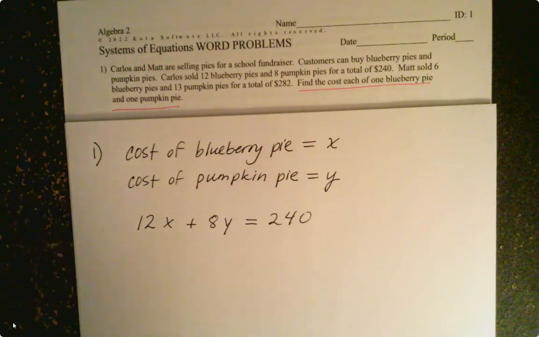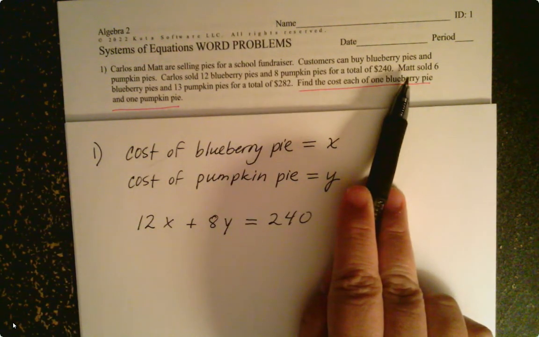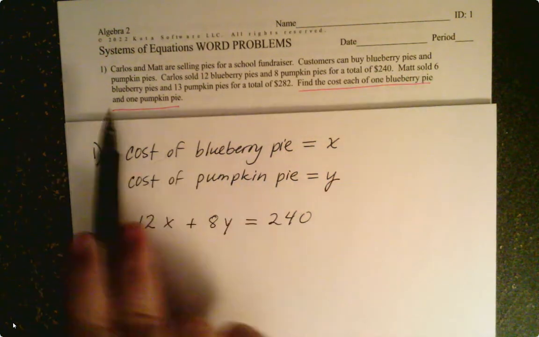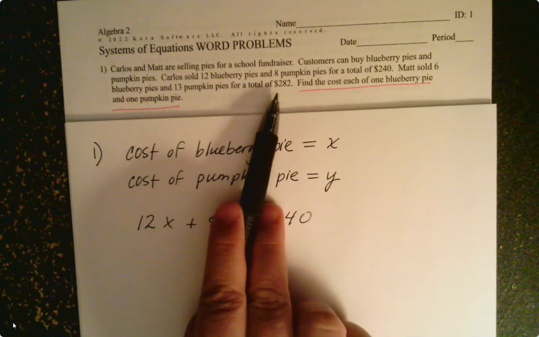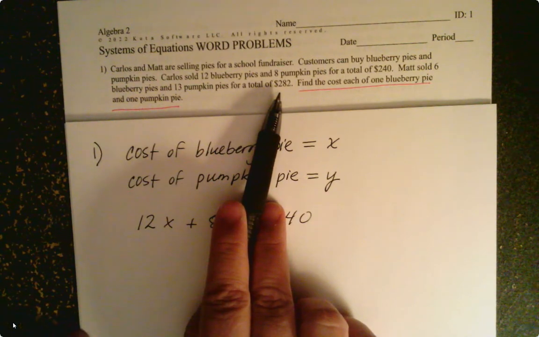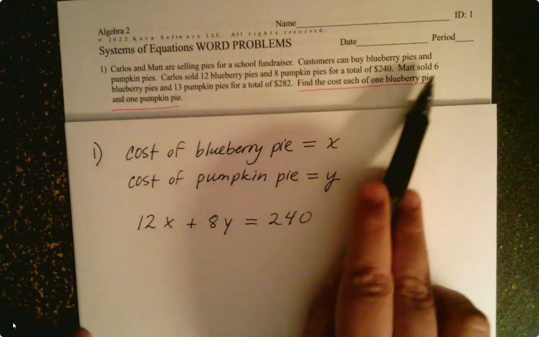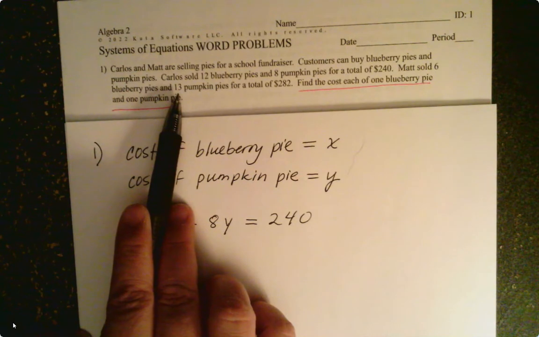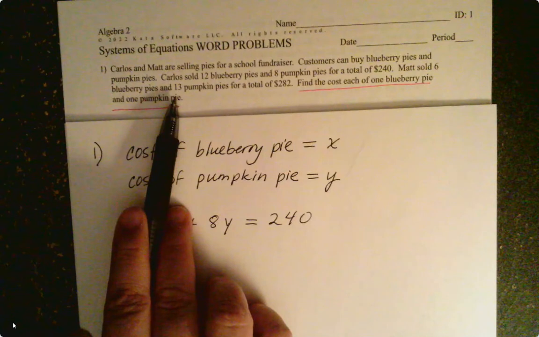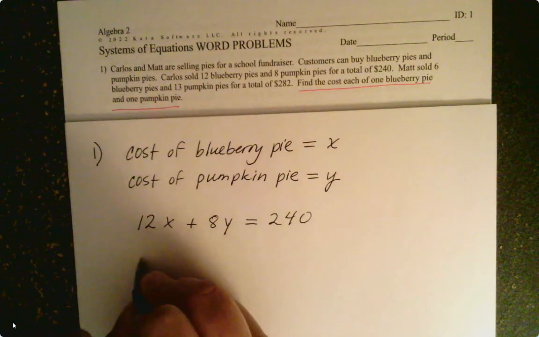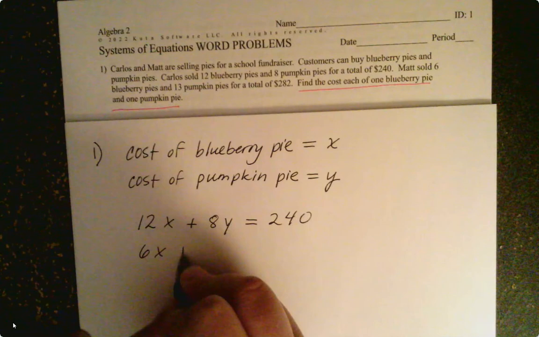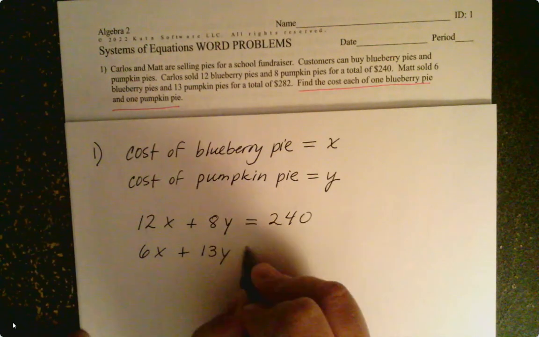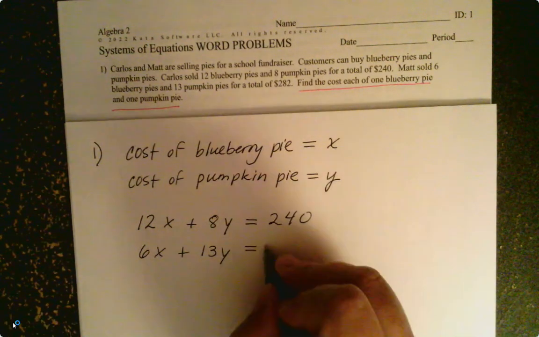Okay, so now we have the next sentence. It's the one that's about Matt and what he sold. He sold 6 blueberry pies and 13 pumpkin pies for a total of $282. So again, this is about the money he made. So 6 times the cost of each blueberry pie will tell me how much he made off blueberry pies, and 13 times the cost of each pumpkin pie will tell me how much he made off pumpkin pies. And that means 6 times the cost of a blueberry plus 13 times the cost of a pumpkin, and we're told that his total amount raised was $282.